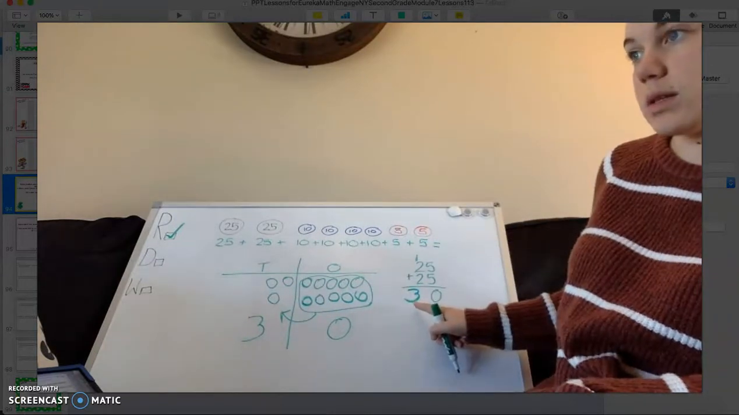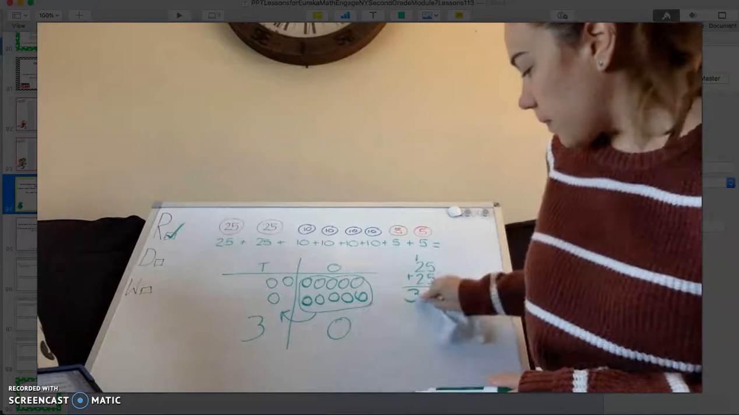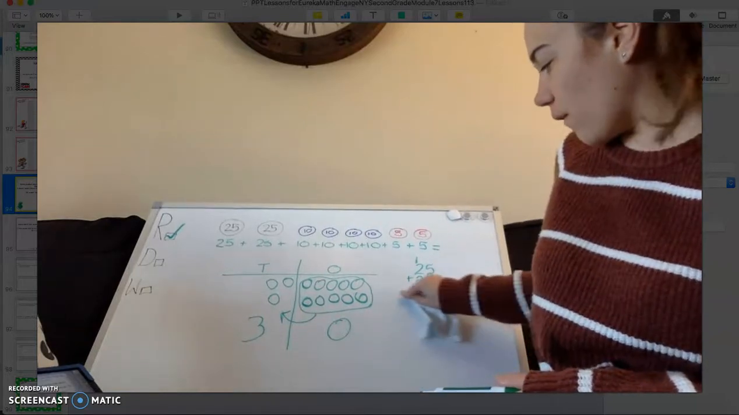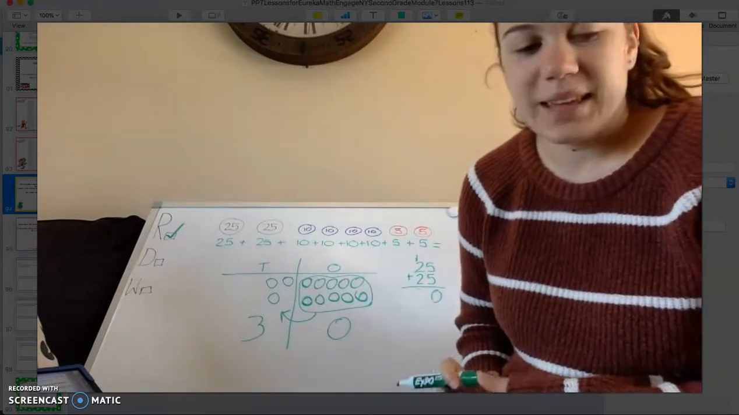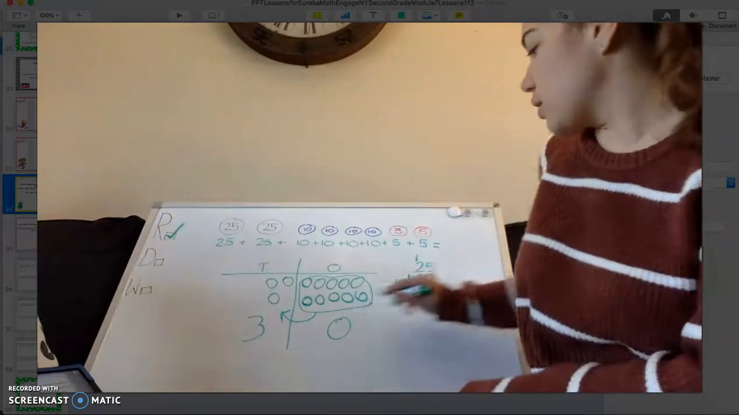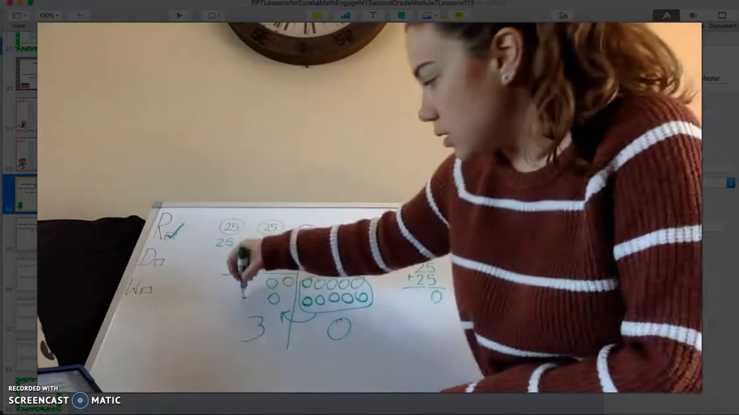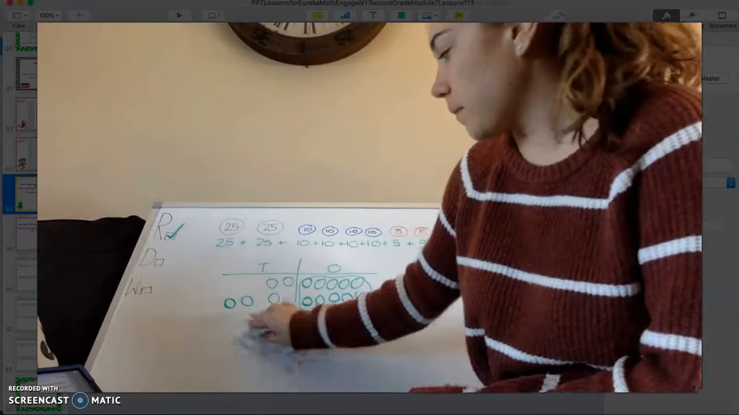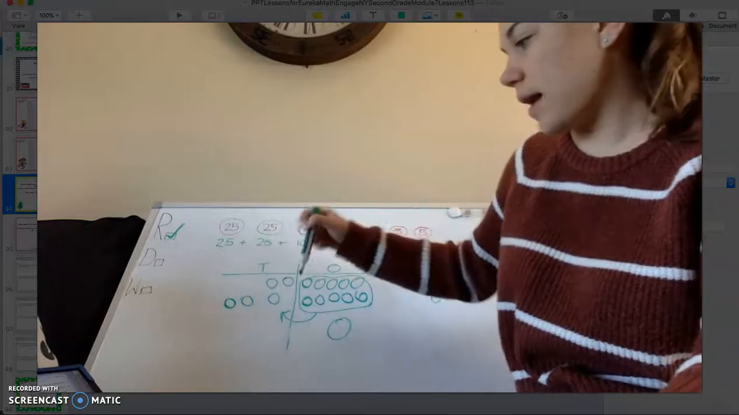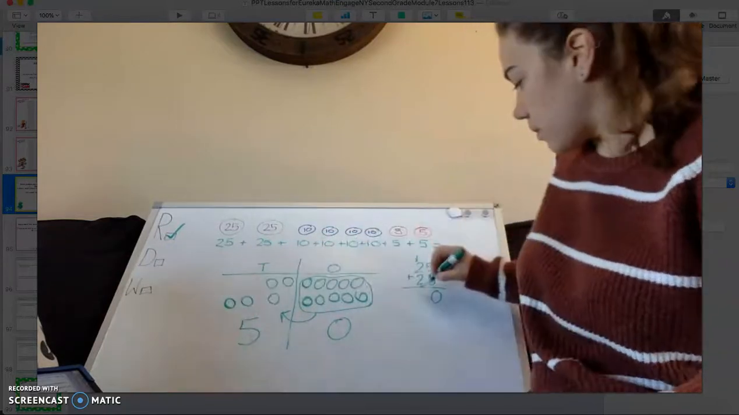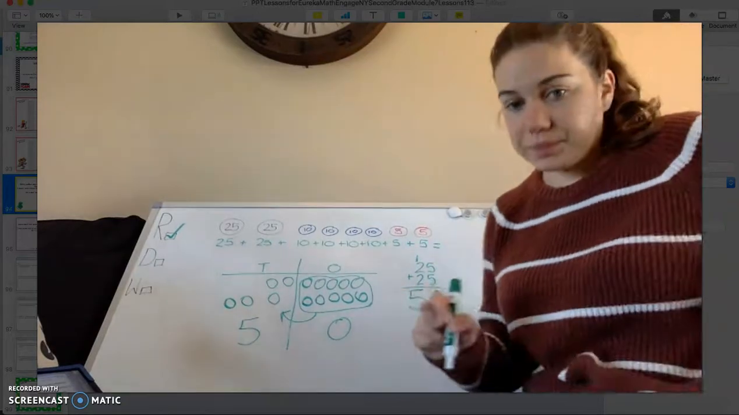So adding the 2 quarters together, we have, oops, that's only if you bring over that and you don't add your 2 more. Did you catch my mistake? All right, so we had our 0 ones, we brought our 1 ten over, now we need to add our 2 other tens. So 1, 2. So now how many tens do we have? Let's see. 1, 2, 3, 4, 5. So 25 plus 25 is 50.